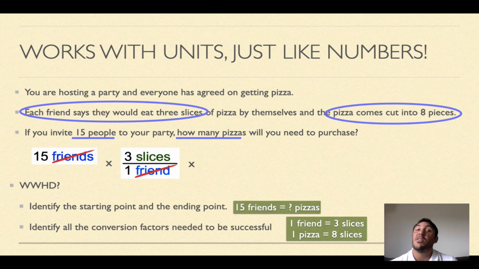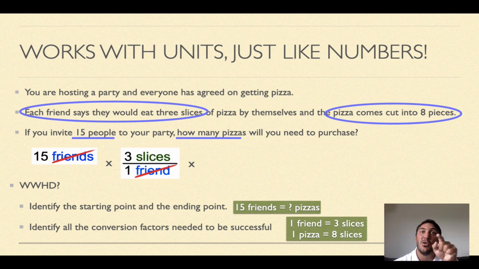So now my units are not in friends anymore. I now have it in slices. If I stopped right now and did 15 times 3 divided by 1, okay, 45 slices. But you don't buy pizza in slices, you buy it by the whole round, the pie. So I need one more conversion factor. I have my answer right now in slices. I don't want slices.